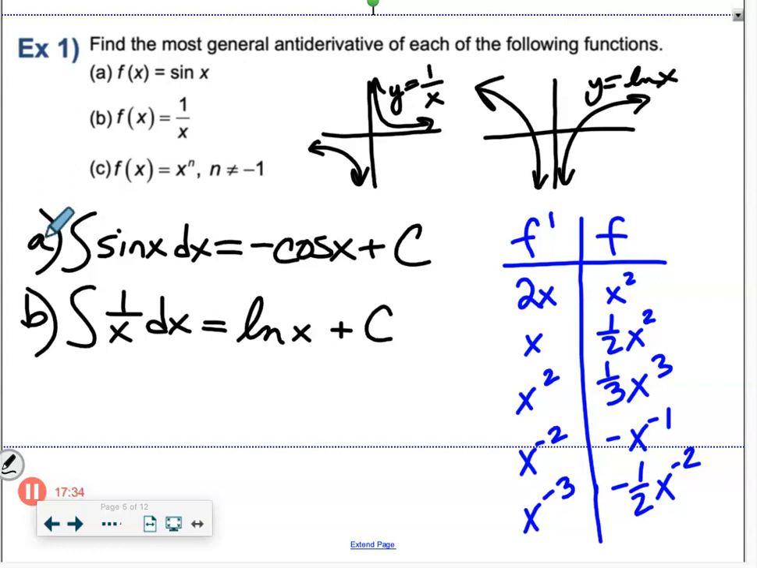We want this, pretend those are symmetric. We want ln on both sides, which means you have to put an absolute value under x. So the integral of 1 over x is the natural log of the absolute value of x. All right. Part C is a formula.